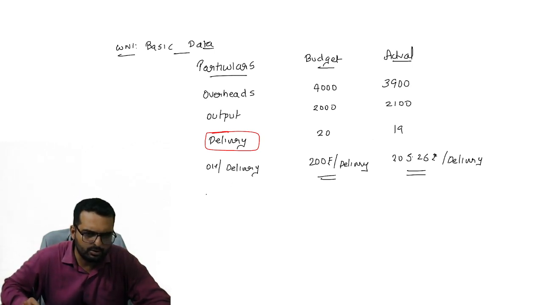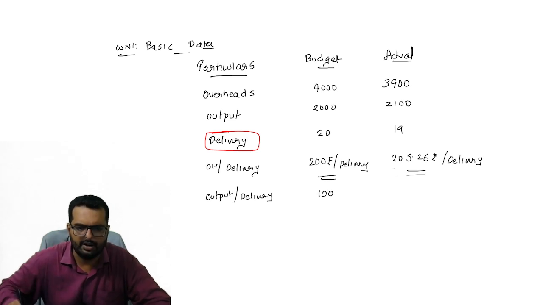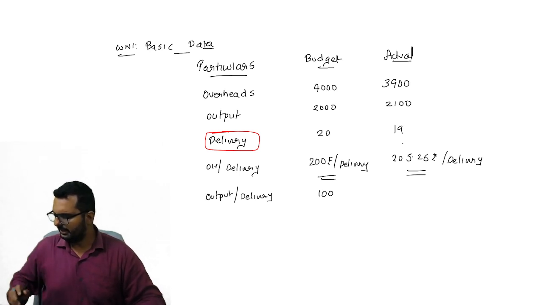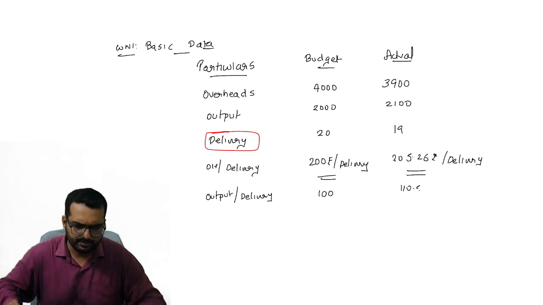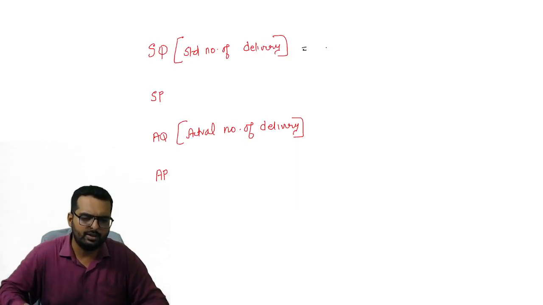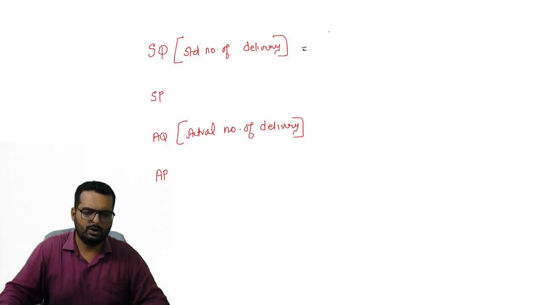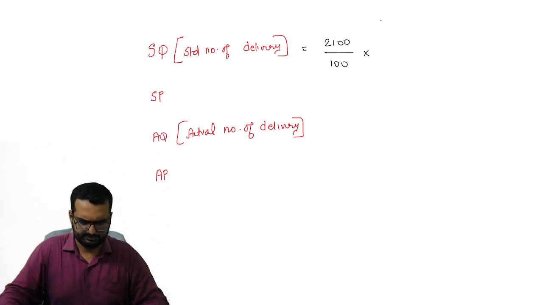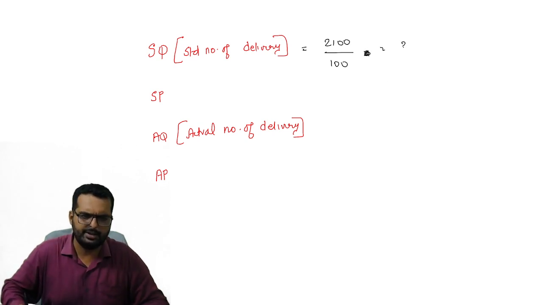Friends, what we were supposed to do was find out the output per delivery. So 2000 divided by 20 will give you how much? 100. Am I right? 2100 divided by 19 would give you 110.52. So I have told you SQ is based on actual output. So what is the actual output that we are having over here? 2100, right? So it will be 2100 divided by 100. I'll get the number of deliveries as 21 deliveries.